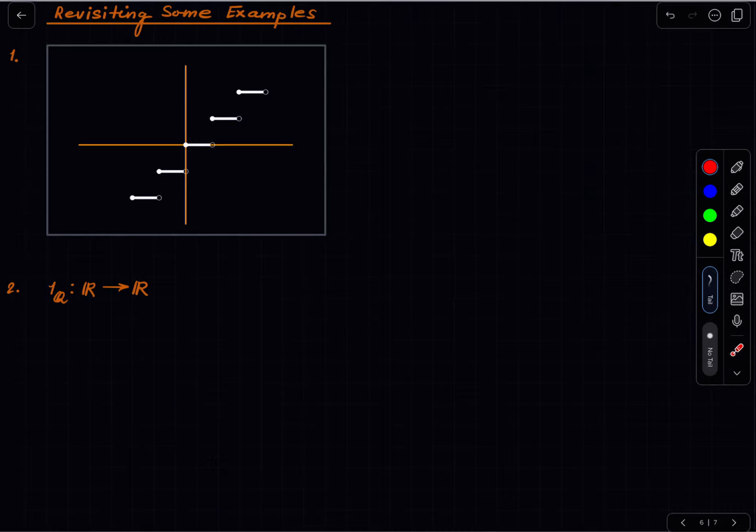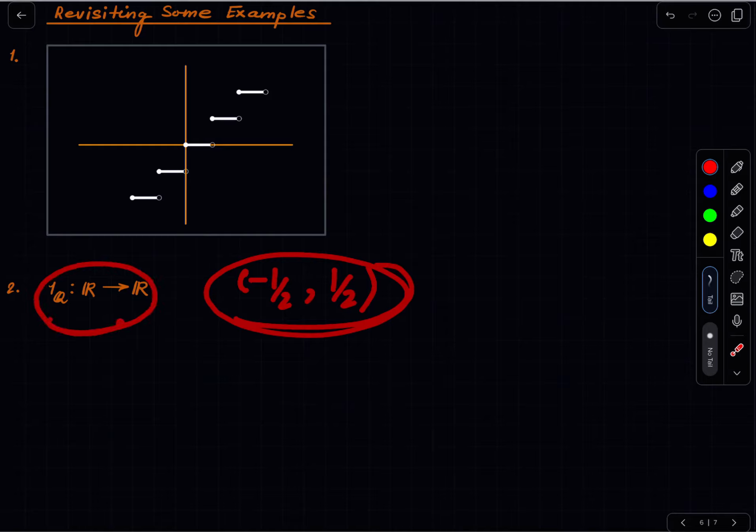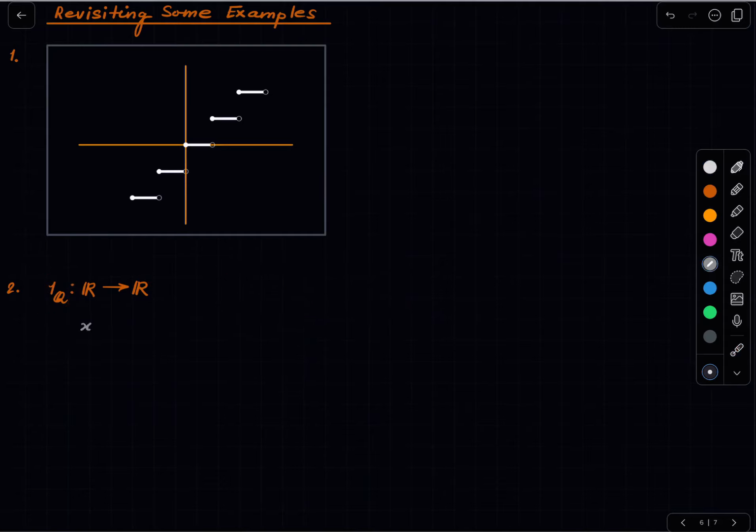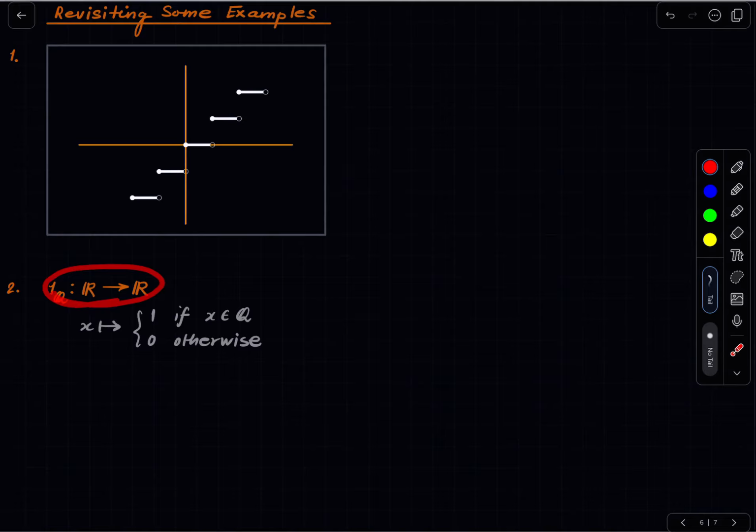We haven't proven that it is not continuous at this particular point by this reasoning, but it is clear that this is not globally continuous because you can easily locate open sets whose pre-images are not open. And the same goes for this guy. If you take the pre-image of, let's say, this interval minus 1/2 to 1/2, what's the pre-image of this thing under this function? It's precisely the irrationals. So what is this function? Let us recall. This function takes 1 if x is rational and 0 otherwise. And therefore, this function is not continuous because if you take the pre-image of this thing, you get precisely all the irrationals, but that is not an open set. So this is also not a continuous function.